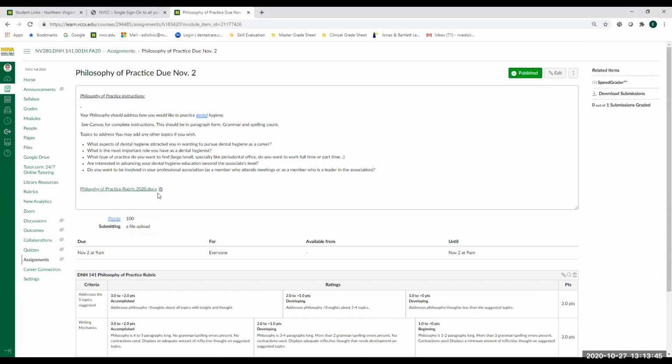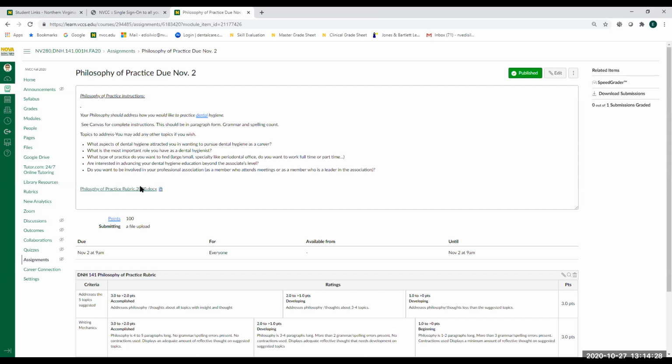And this is the rubric for the philosophy of practice. You can upload your file so it can go directly into Canvas. Topics you should address. Now, a number of you have already done this. All you need to do is, in paragraph form, answer these questions and embellish, add more information, depending on what you want to do. What aspects of dental hygiene attracted you in wanting to pursue a dental hygiene career? What brought you here? That's a paragraph. What is the most important role you see as a dental hygienist?